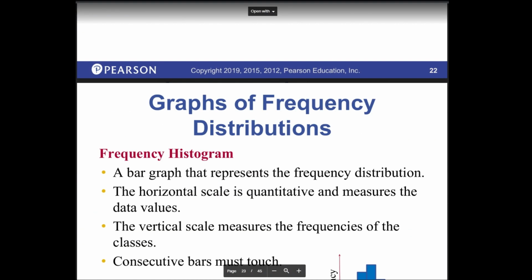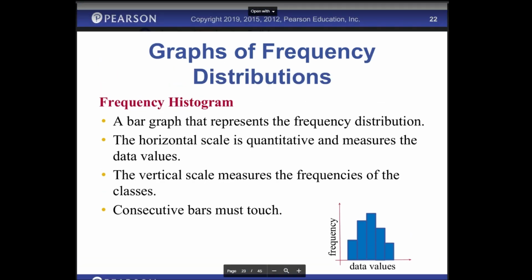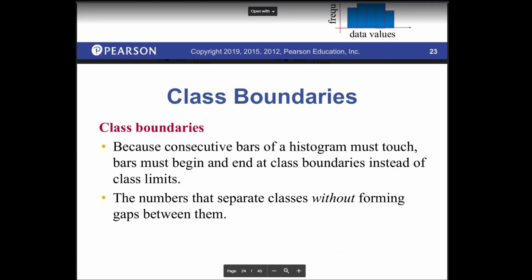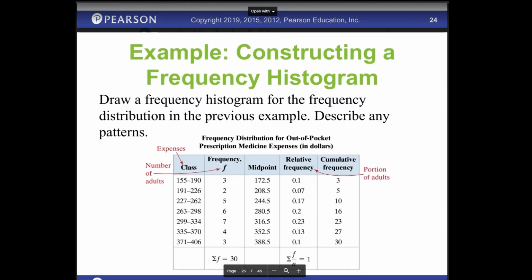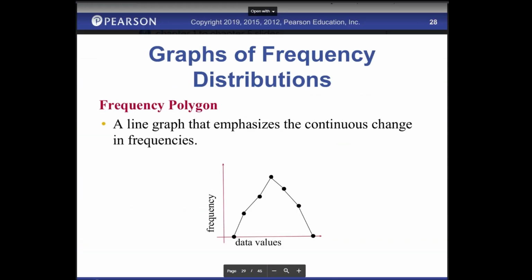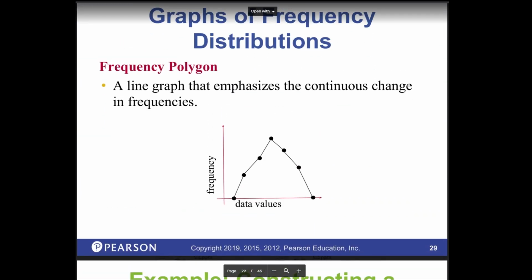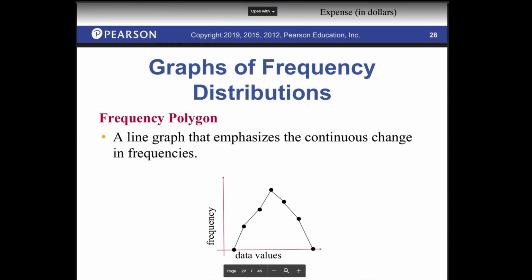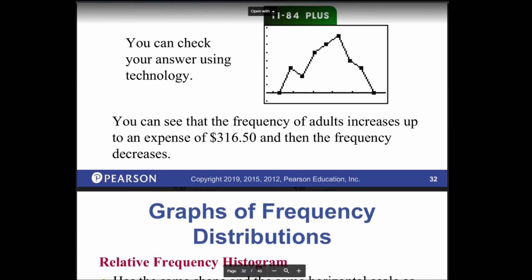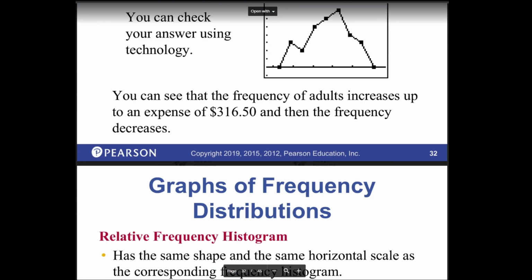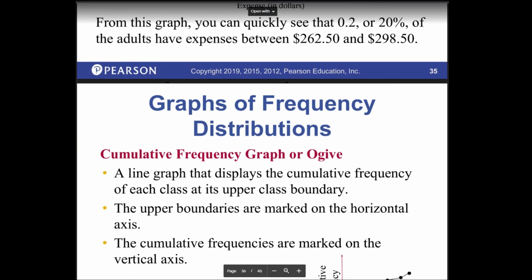And then we learned frequency histograms, and that the y-axis and x-axis are the frequency and data values, and how the bars always must touch. Then we learned about class boundaries, and we had a few examples. We learned about a frequency polygon, which is a line graph that emphasizes the continuous change in frequencies. After that, we had a few examples. We learned how to use it on a TI-84 Plus, and we did a few more examples.